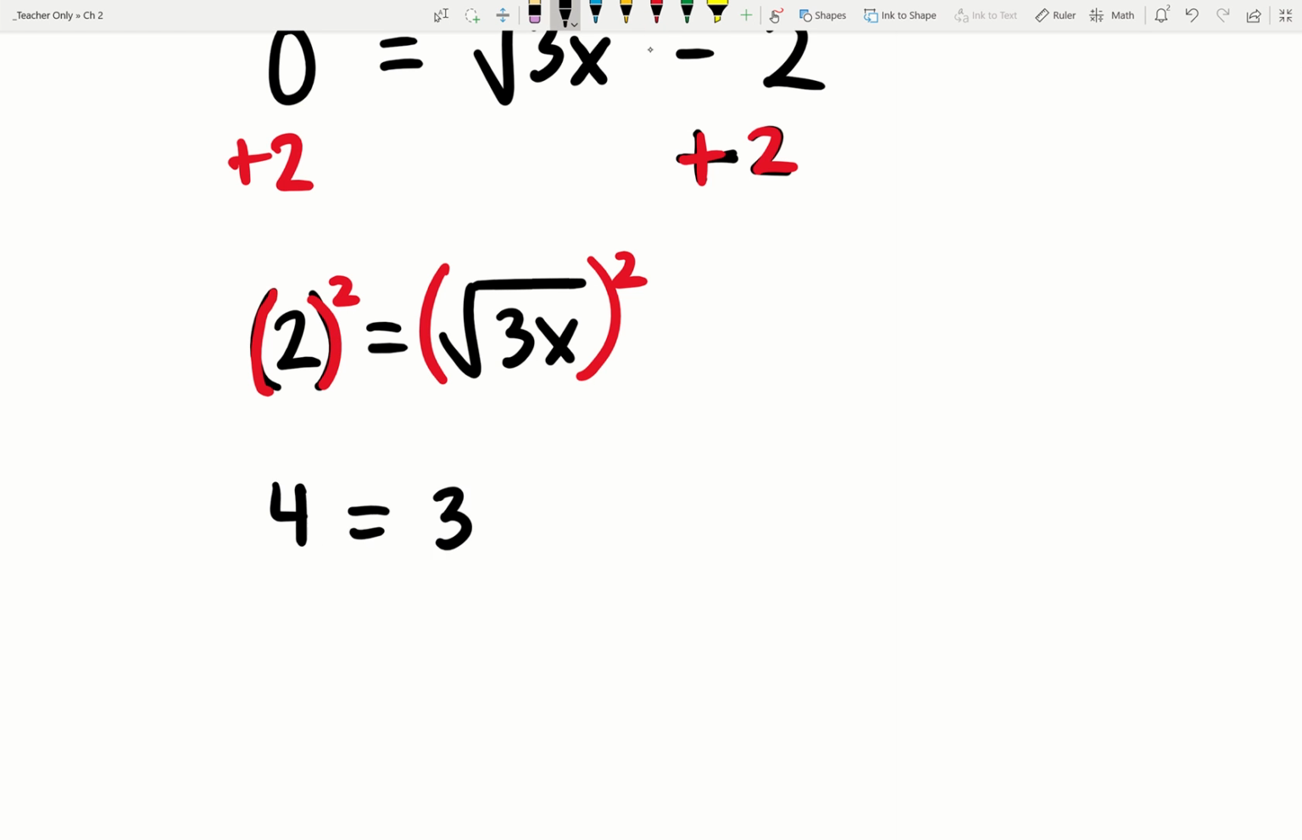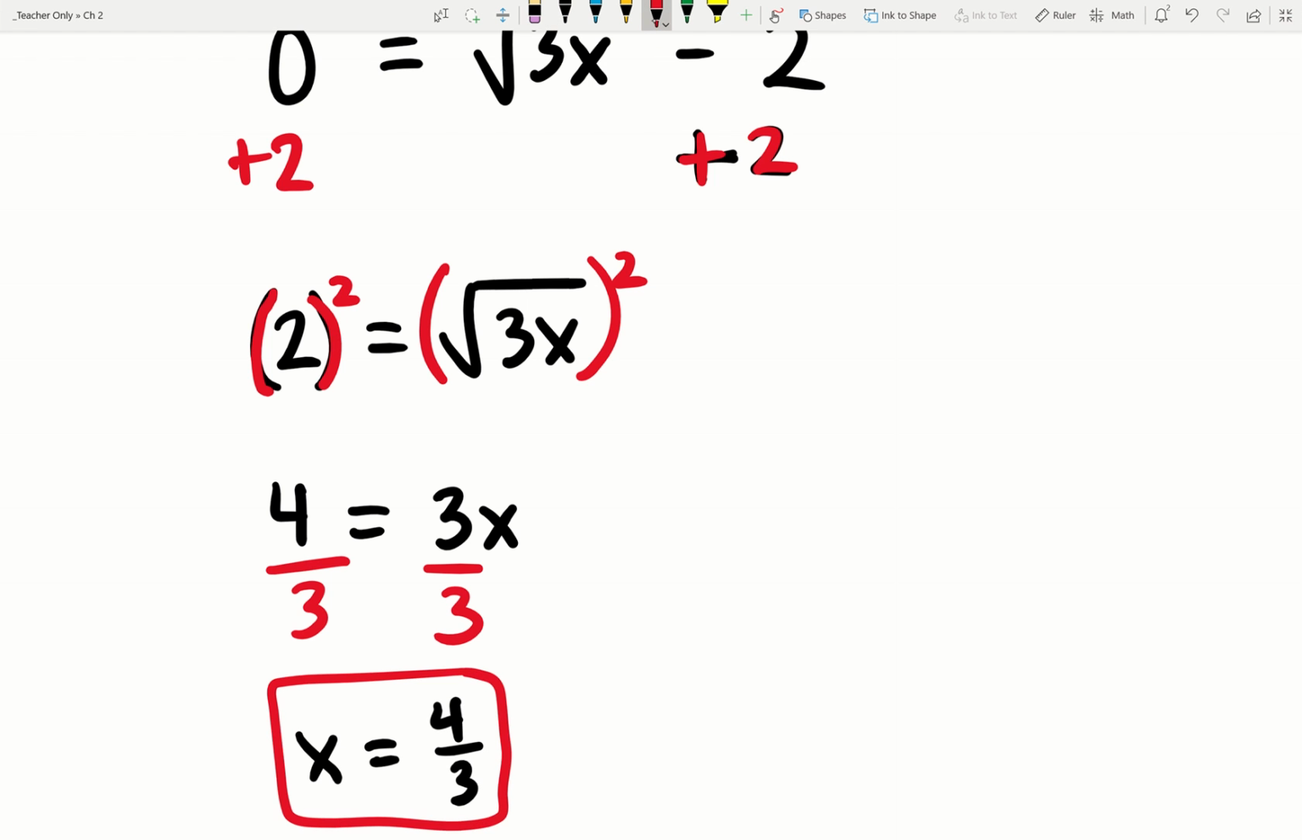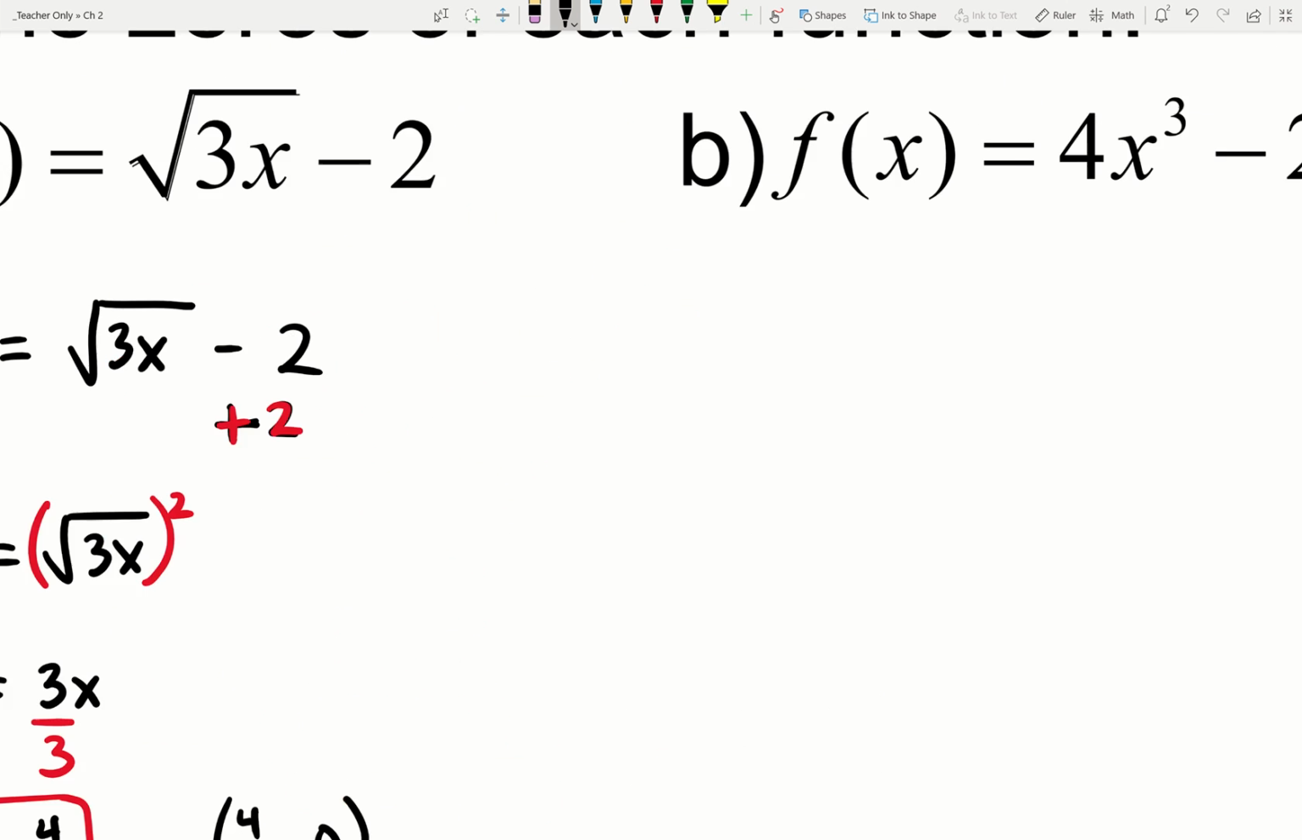And then the square root goes away because we applied the exponent of 2. And then what we need to do after that is just simply divide everything by 3, and then x is by itself, and apparently that is going to be equal to 4 over 3, okay? And so that is the only zero of this graph, and just remember that that corresponds to a point on the actual graph, which has coordinates (4/3, 0).